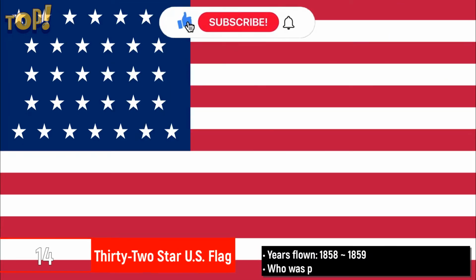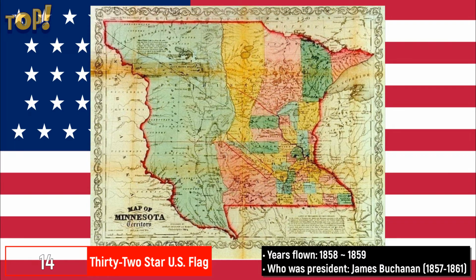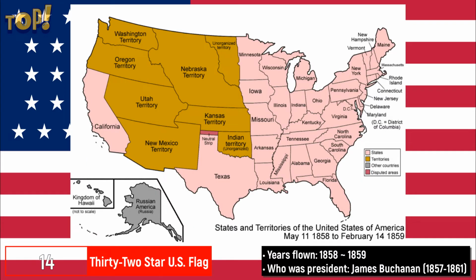On the eve of the Civil War, Minnesota was admitted to the Union on May 11, 1858, and represented as the 32nd state on the flag less than 2 months later. Minnesota was admitted as a free state.